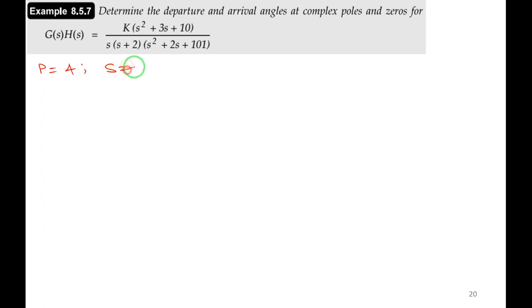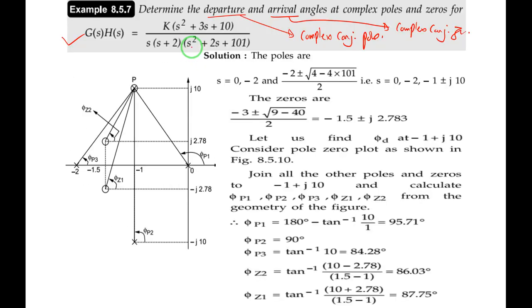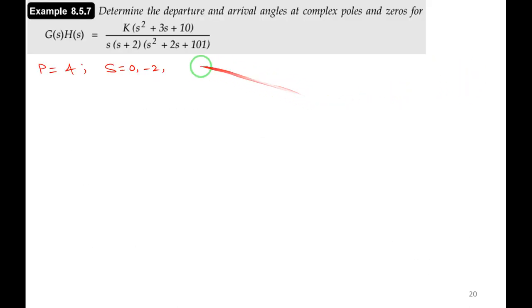Where are they located? They are located at s equal to 0, minus 2, and we have to solve the roots of s squared plus 2s plus 101. The roots are minus 1 plus or minus j10, that is, minus 1 plus j10 and minus 1 minus j10. I already had a reference, so I have taken the roots of s squared plus 2s plus 101 as minus 1 plus j10 and minus 1 minus j10. 4 roots are there.